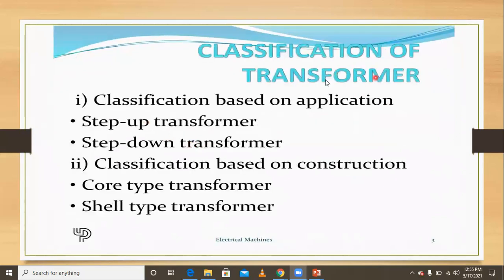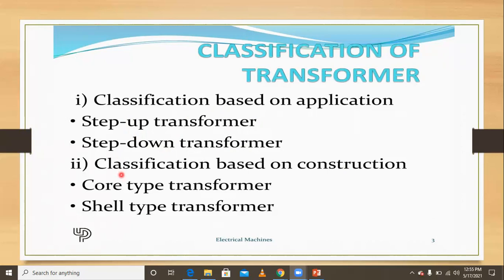Now, classification of transformers. There are different ways the transformer can be classified. Classification based on application: step up transformer and step down transformer. Some applications require step up transformers, and some applications require step down transformers. So the classification based on application is step up transformer and step down transformer. Then classification based on construction.